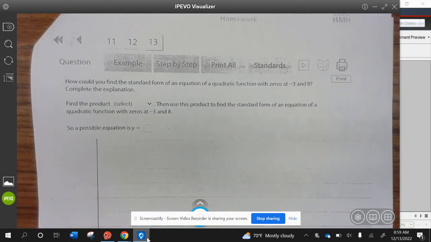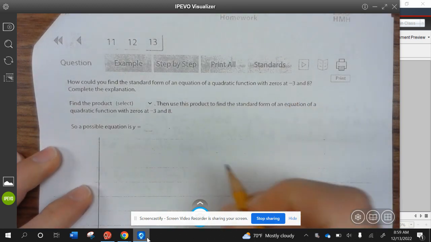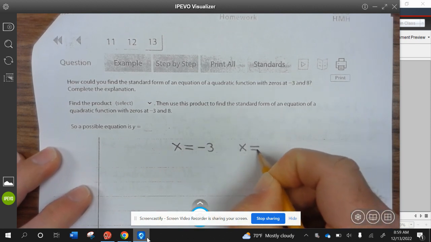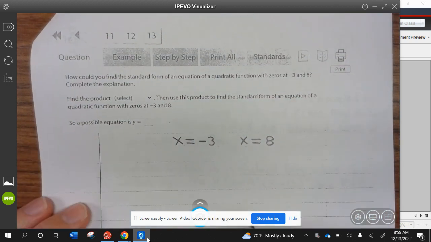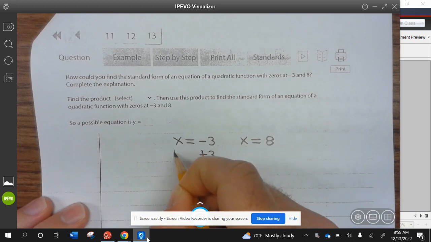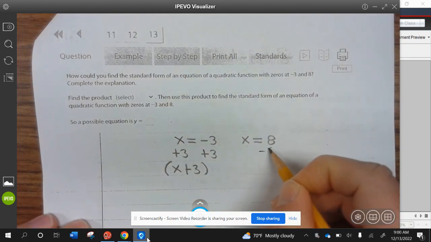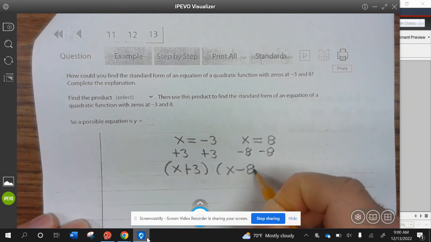All right, example 13. How could you find the standard form of the equation of a quadratic function when the zeros are at -3 and 8? Complete the explanation. So if the zeros are -3 and 8, we can say that x equals -3 and x equals 8. Now we're going to work backwards to find the equation. So we're going to add 3 to both sides. So that's x plus 3. And then we're going to subtract 8 from both sides. So that's parentheses x minus 8.